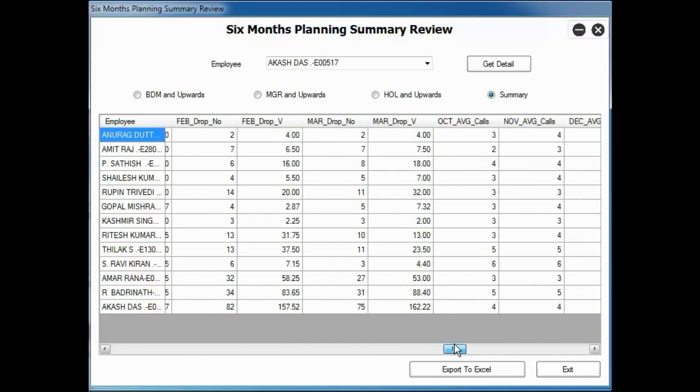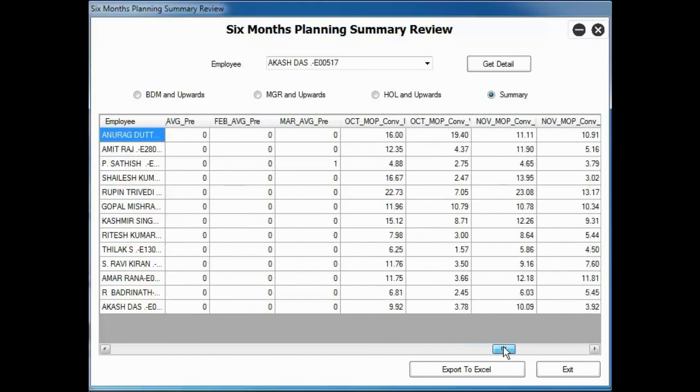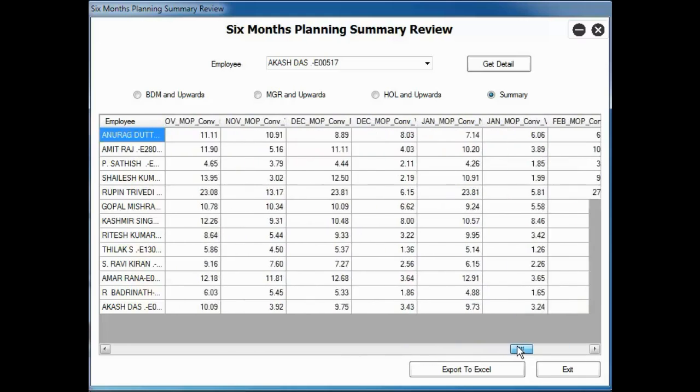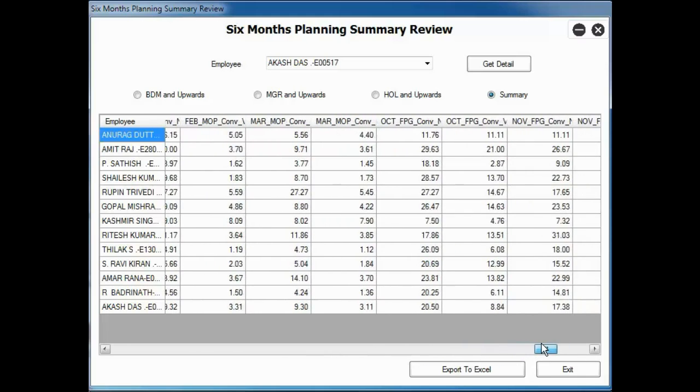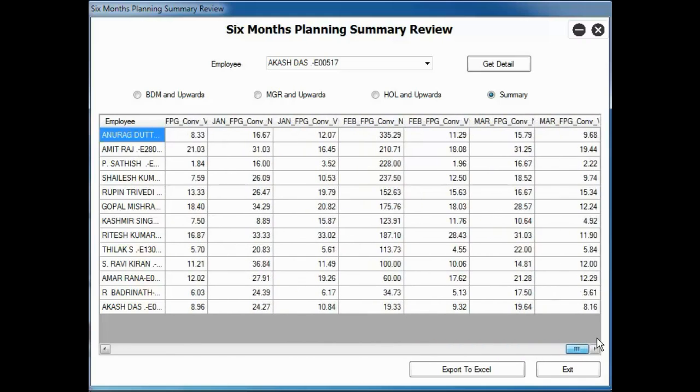As I said to you earlier, if you would like to see the detail of any one person, then you will need to go to BDM and upwards, click that, get the details, go right up to the end where you've seen view details and see. So I'll just show you that once again in a minute's time. So here you have November, MOP conversion, which goes on, FPG conversion, and then you will start seeing the percentage conversions after this. So you have here, up to the FPG conversions.